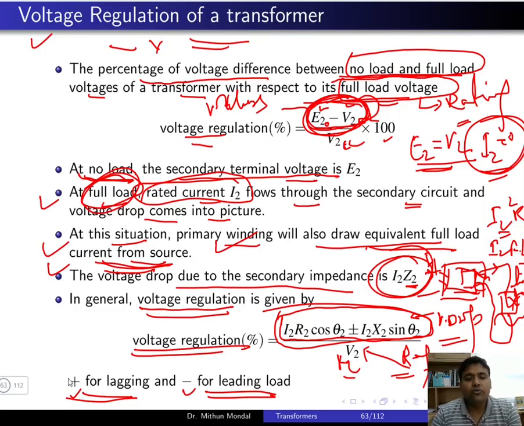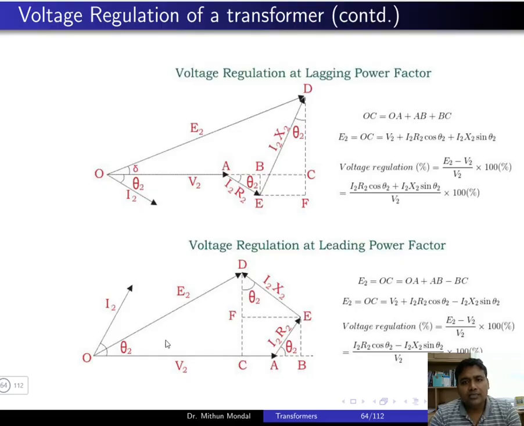Generally in industries you will find that the load is lagging in nature. So 99% possibility is there that you will get a lagging load. You will not get a leading load. Now let us see the voltage regulation at some power factor, lagging and leading.